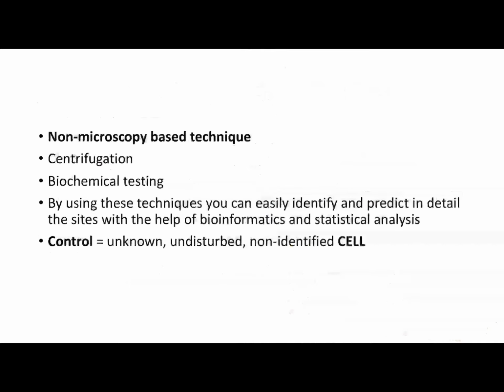For a non-microscope based technique, there are two that I would use: centrifugation and biochemical testing. By using these techniques, you can easily identify and predict in detail the sites with the help of bioinformatics and statistical analysis as well. A control that you can use with this technique would be an undisturbed, non-identified cell. By using centrifugation, you can easily identify and predict in detail.